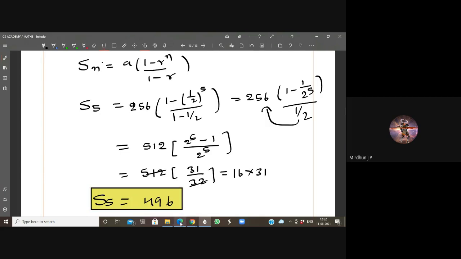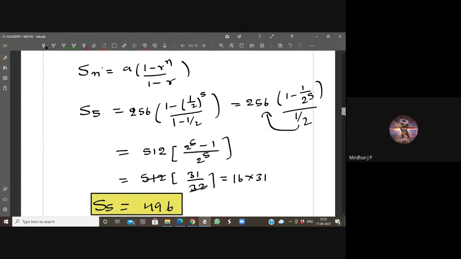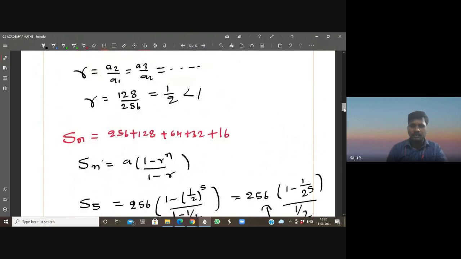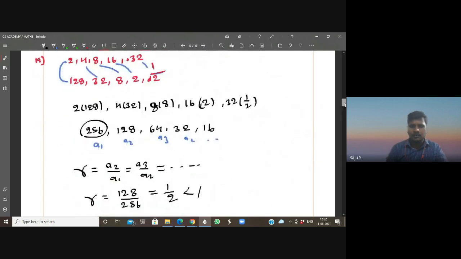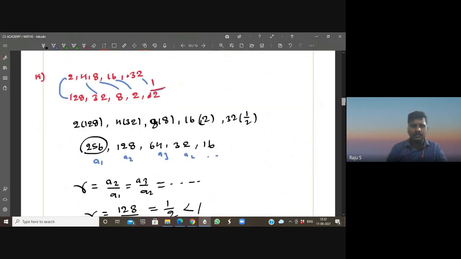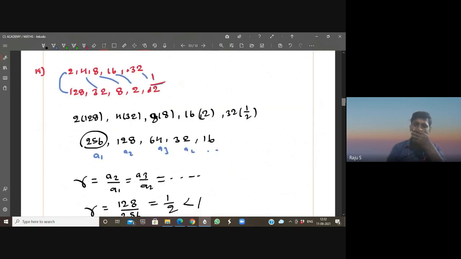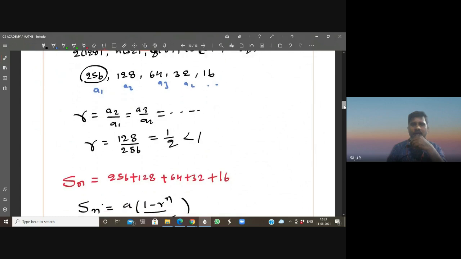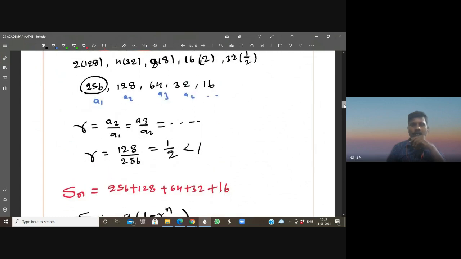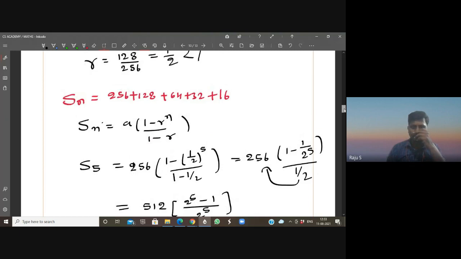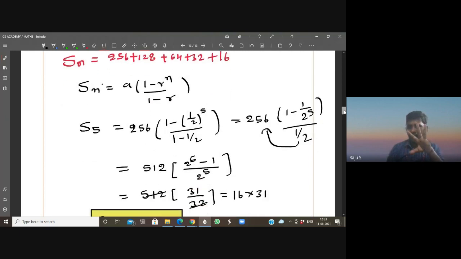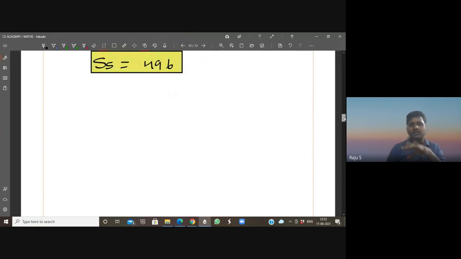You need to find the product also. Product also, you multiply with 256. So here, they gave two sequences. They are asking the sum of the product of the corresponding terms. First I multiplied the corresponding terms and we got one sequence. Then we found the common ratio also. It is lesser than one. Sum they are asking, so adding all the values, there are total 5 terms. S5 we need to find. S5 value is 496.